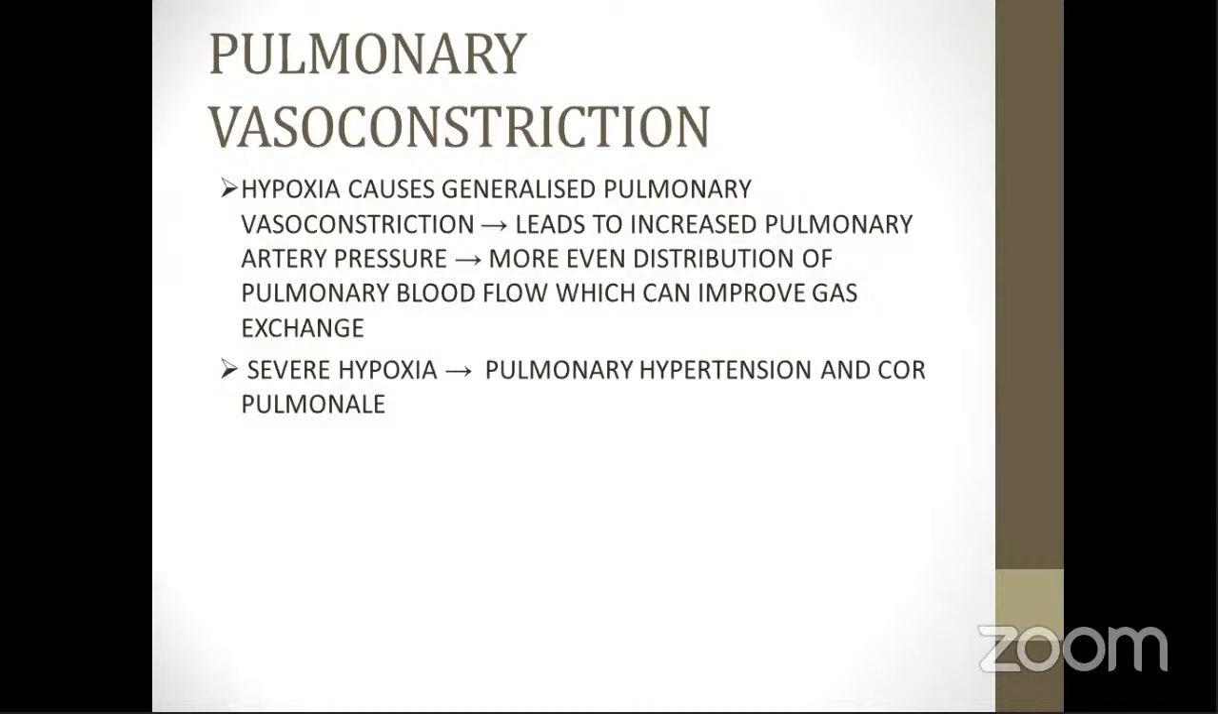How? That will increase the surface area for diffusion of gases. Okay, that is called the respiratory membrane, isn't it? Respiratory membrane, through which diffusion of gases occurs. So when there is increasing pulmonary blood flow, that will improve gas exchange by increasing the surface area for diffusion. Okay, and in severe hypoxia, very severe hypoxia, it can lead to pulmonary hypertension and even cor pulmonale. Okay, what is cor pulmonale? You can go and refer. This is the cardiac complication occurring due to pulmonary hypertension.